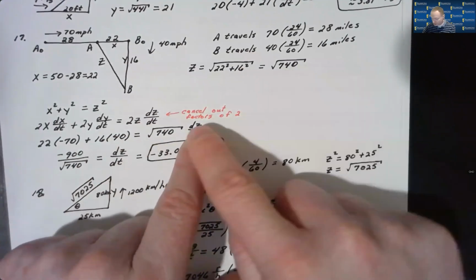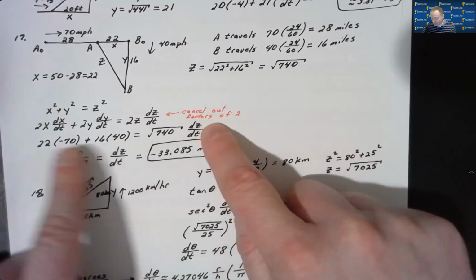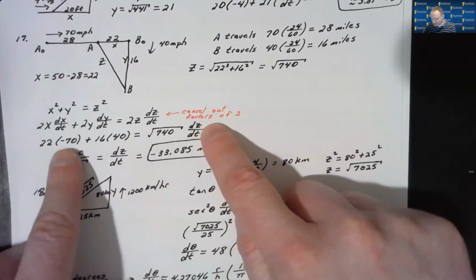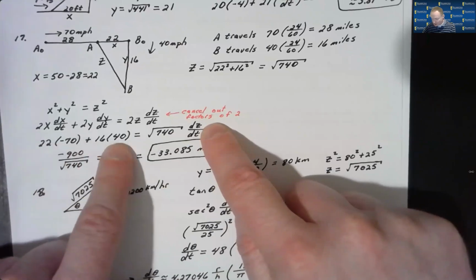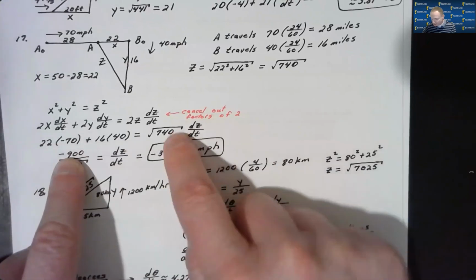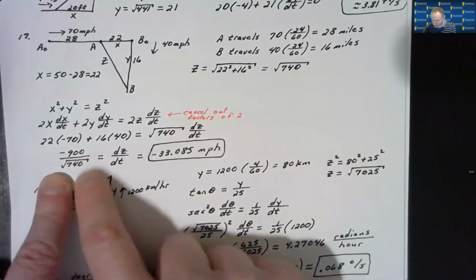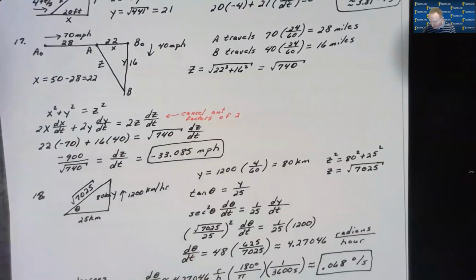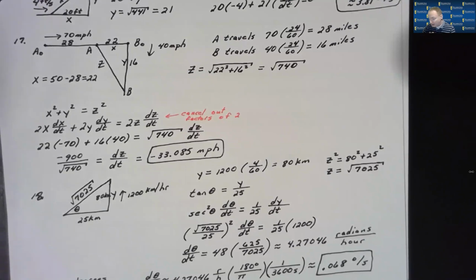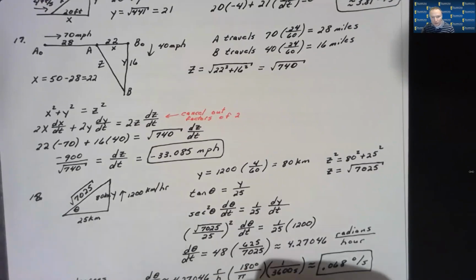Now, in order to solve for dz/dt, I just calculated 22 times negative 70 plus 16 times 40. I got negative 900. Divide that by the square root of 740. This would be my exact answer. Type that into your calculator. You'll get the decimal approximation of negative 33.085. And that's, of course, in miles per hour. So we know in this case that the distance is decreasing at a rate of 33.085 miles per hour.